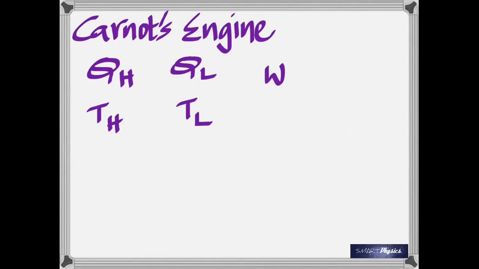So what's QH? QH is the heat absorbed. That's going to be in joules. TH is the temperature of the object from where the heat is absorbed. QL is similarly the heat rejected, means given out, to the low temperature object whose temperature is TL. And work is given by QH minus QL.